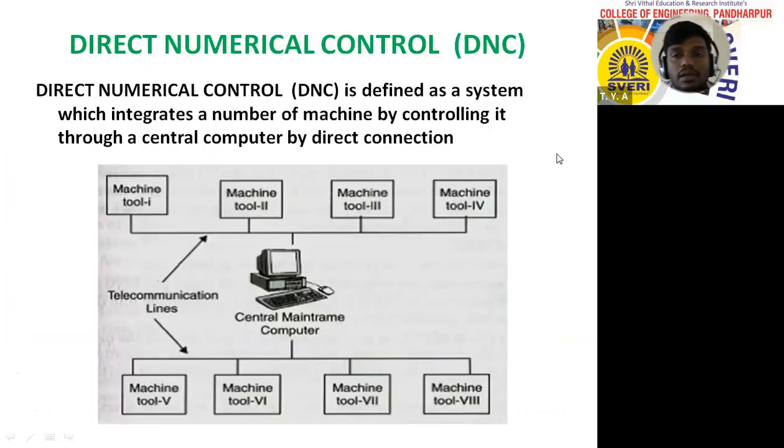Next point is direct numerical control system. So first part is CNC is over, second part is direct numerical control system. So now you can see here what exactly DNC means, direct numerical control system means. It is defined as a system which integrates a number of machines by controlling them through a central computer by direct connections.